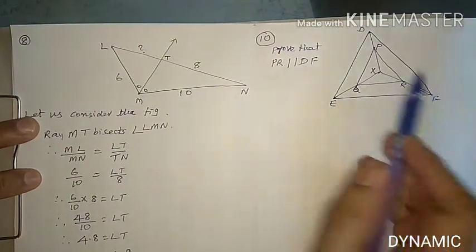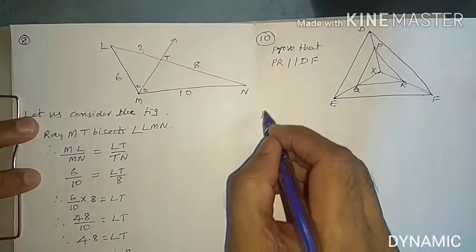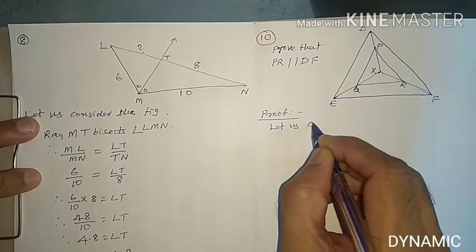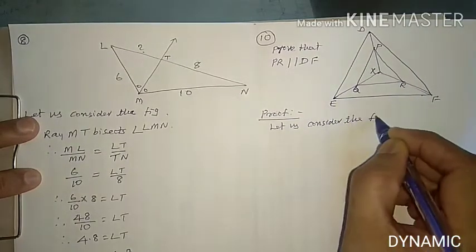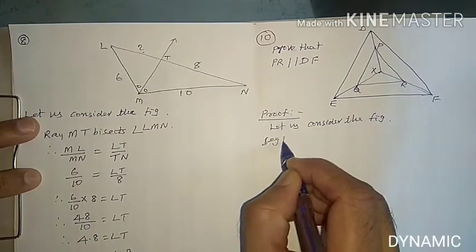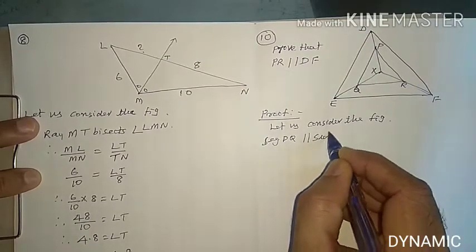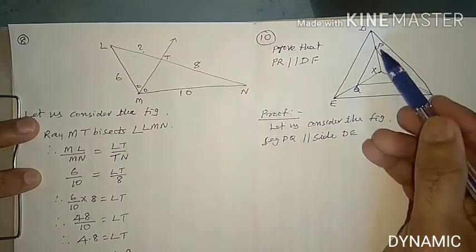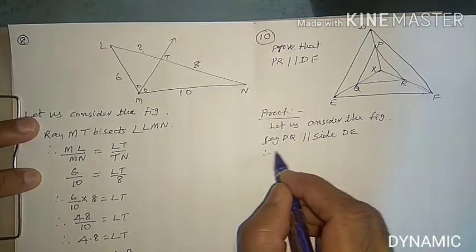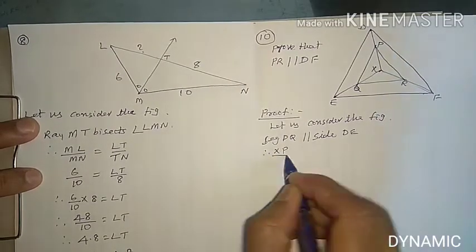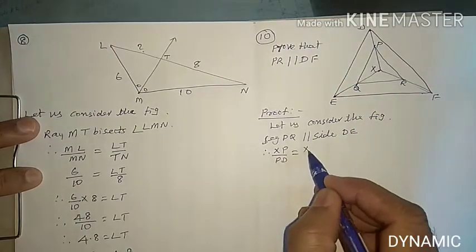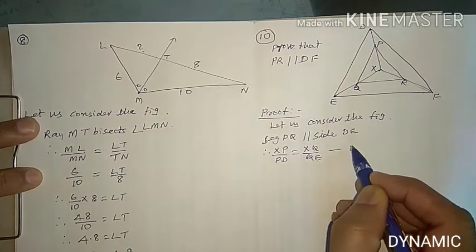In the textbook it is given DE, that is wrong. PR is parallel to DF. Now prove. Let us consider the figure. Given segment PQ parallel to side DE. Therefore, we can write here XP upon PD. Start from the vertex here. XP upon PD equal to XQ upon QE. We call this equation 1, result 1.